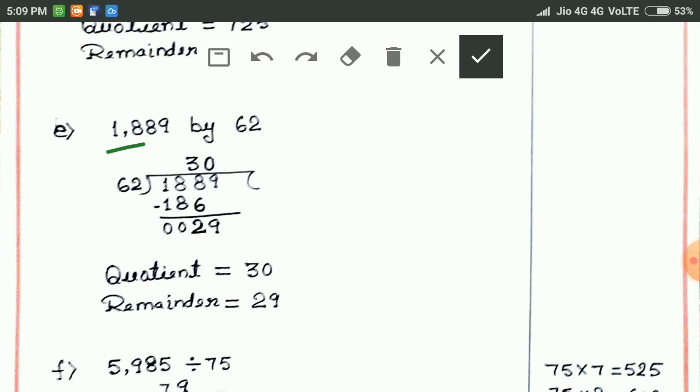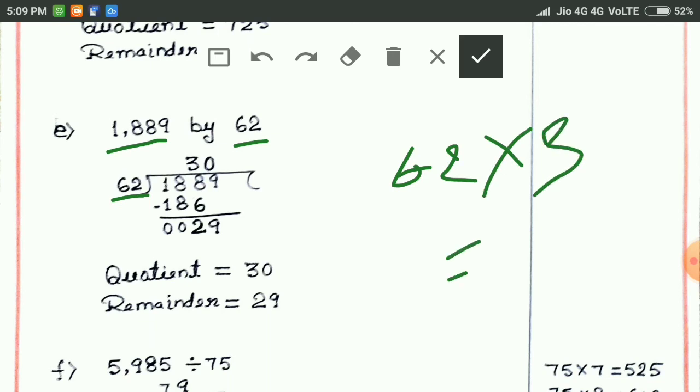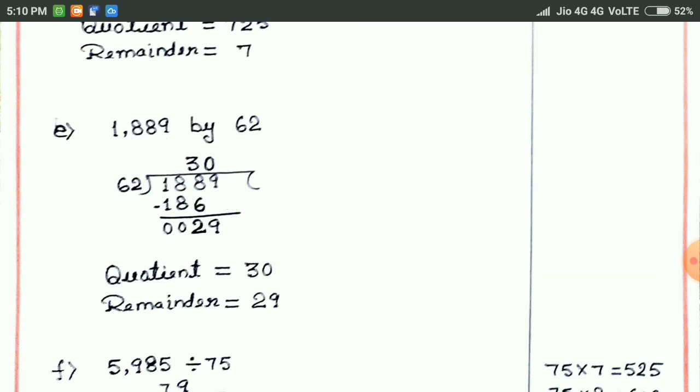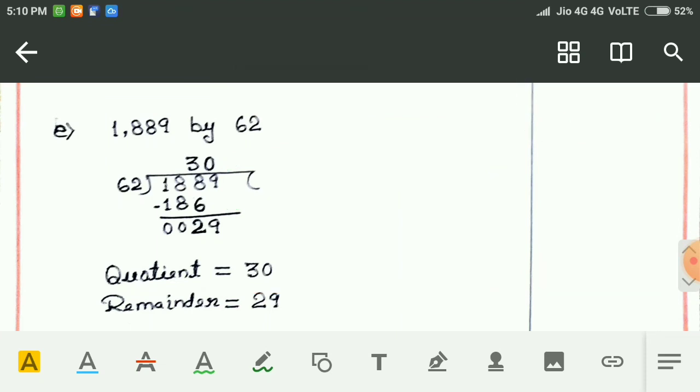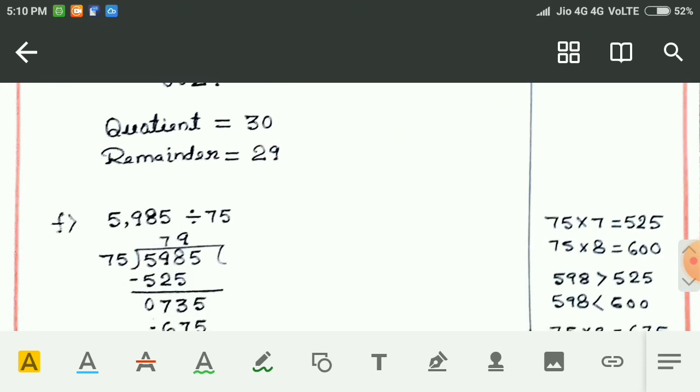Then 1889 by 62. How can you subtract it? In this question, you can see this is 62. 62 3s are, if we multiply 62 by 3, we get 186. We write here 186 and after subtracting we get 29. We can't divide 29 by 62, so we write here 0. This is the way you can divide this type of numbers.